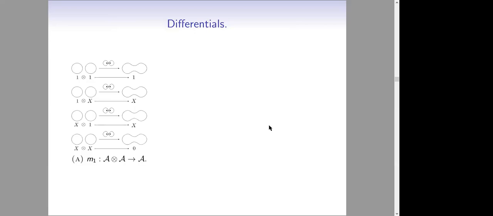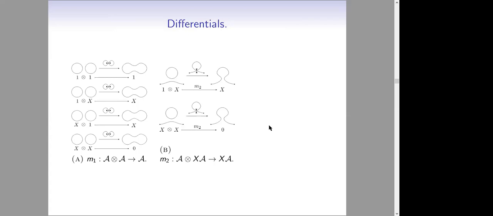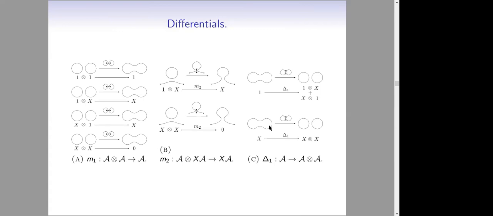Okay, so now the differential. If you have a component that is far away from the segment component, then it is just like regular Khovanov homology. 1 times 1 is 1, 1 times x is x, x times x is 0. These are the regular differentials for Khovanov homology. Now, if you have a circle component that merges with the segment component, then 1 times x is x, x times x is 0. If you have a component that splits away from the segment component, then it is again the same as Khovanov homology. 1 goes to 1x plus x1, and x goes to xx.